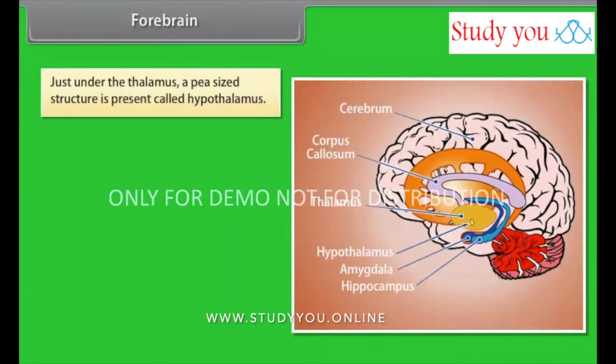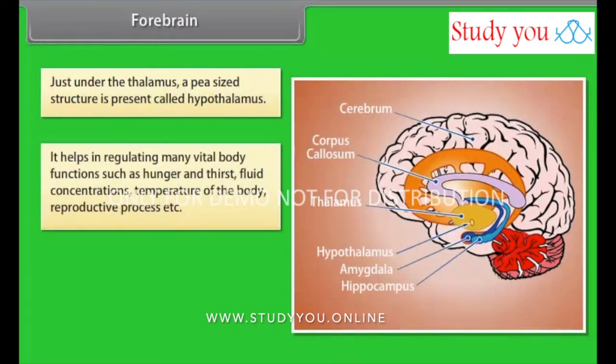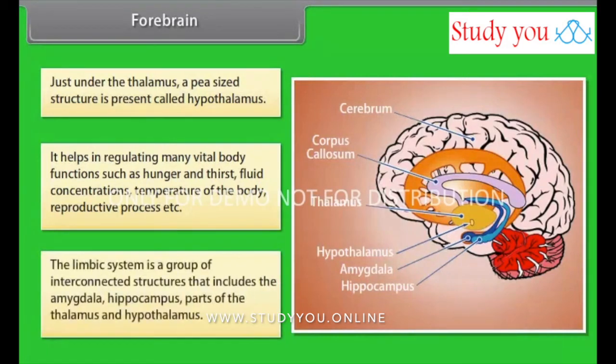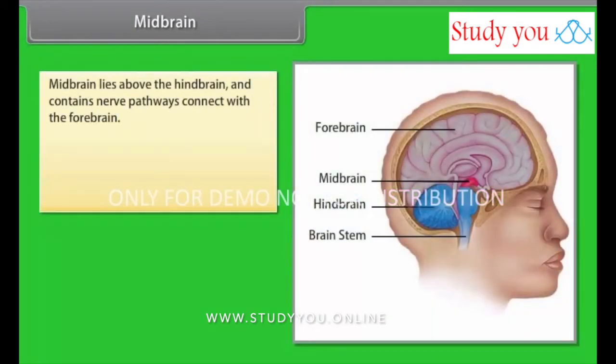Just under the thalamus, a pea-sized structure is present called hypothalamus. It helps in regulating many vital body functions such as hunger and thirst, fluid concentrations, temperature of the body, reproductive process, etc. The limbic system is a group of interconnected structures that includes the amygdala, hippocampus, and parts of the thalamus and hypothalamus. Midbrain. The midbrain lies above the hindbrain and contains nerve pathways connected with the forebrain.